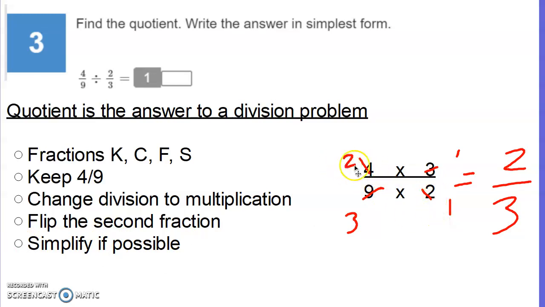And we can simplify the 2 and the 2, which can both be divided by 2, and they're both going to be left with 1. And the 3 and the 9 can also both be divided by 3. So 3 divided by 3 is going to give us 1, and 9 divided by 3 is going to give us 3. So 2 times 1 is going to give us 2, and 3 times 1 is going to give us 3. So your answer for number 3 is 2/3.